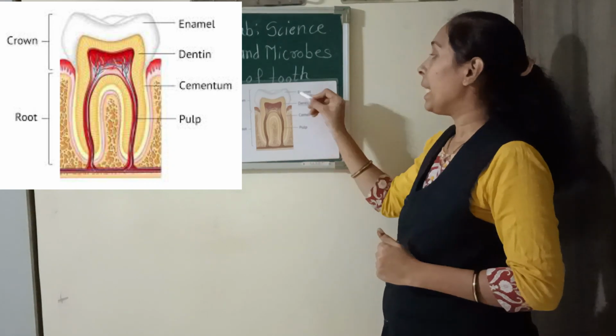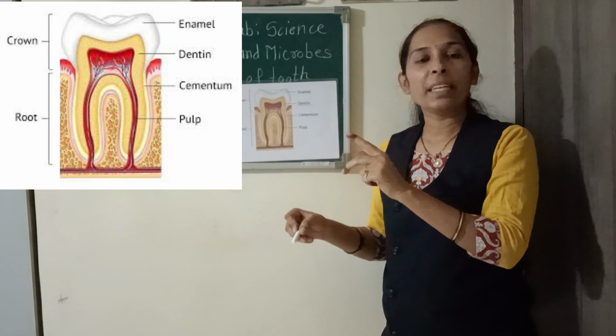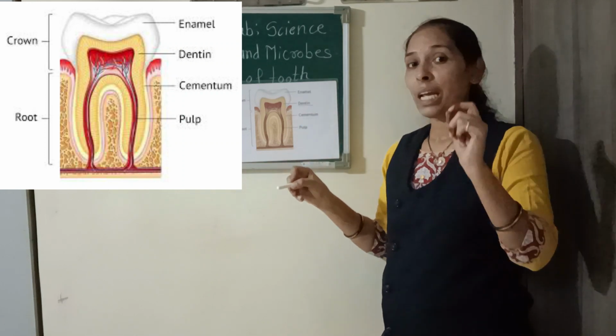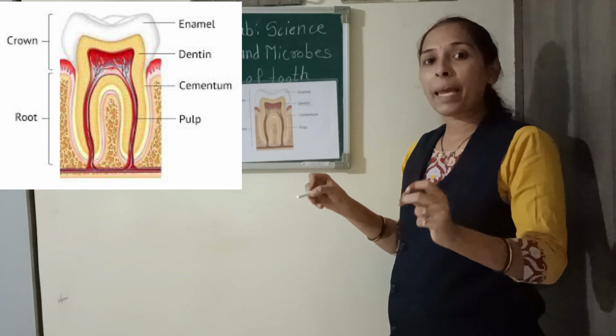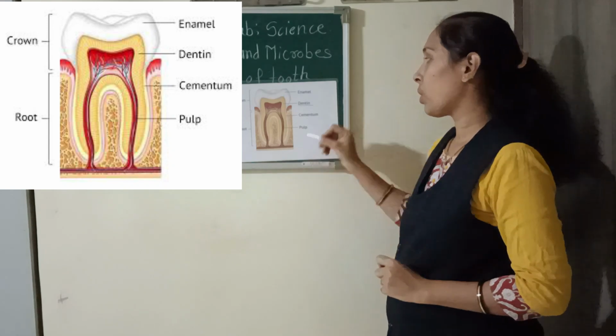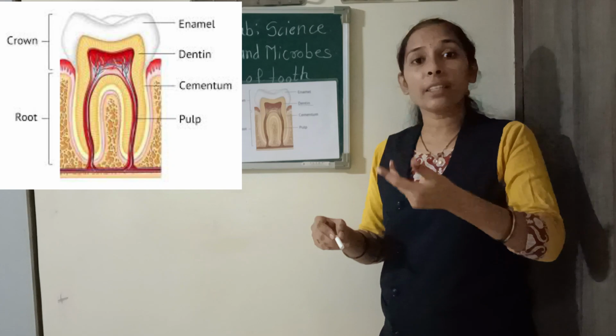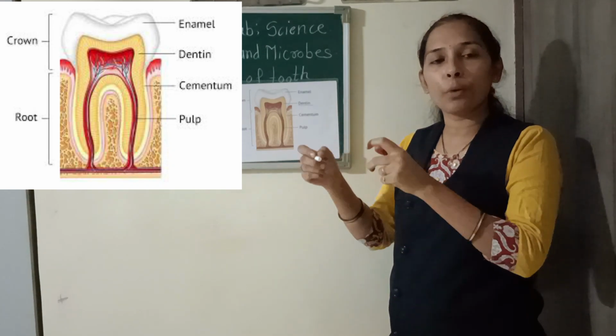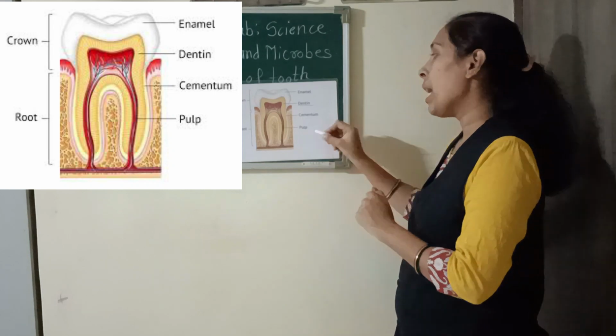Next one, enamel. The outermost white covering of the tooth is called enamel. Inside the enamel there is the main hard portion, which is called dentine. After the dentine there is a soft portion, the innermost soft portion of the tooth, called pulp.